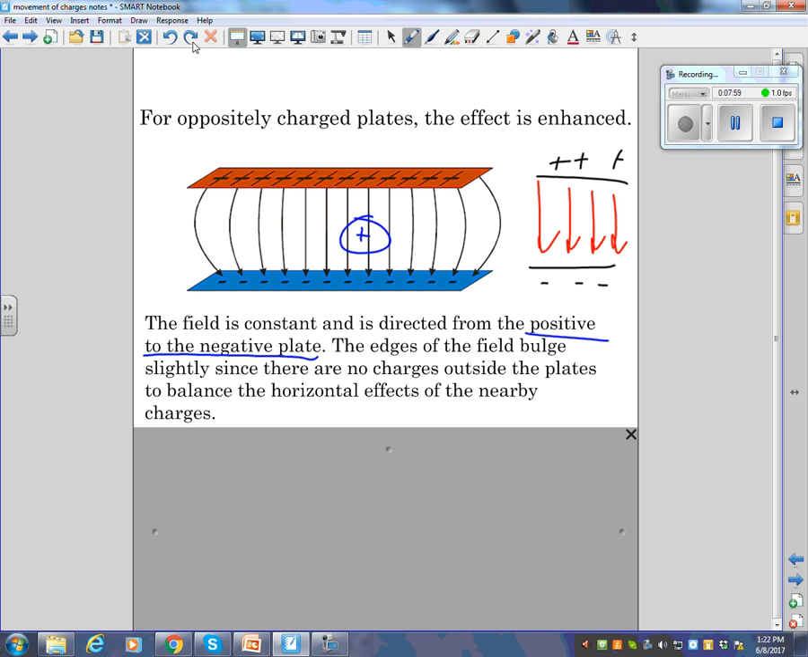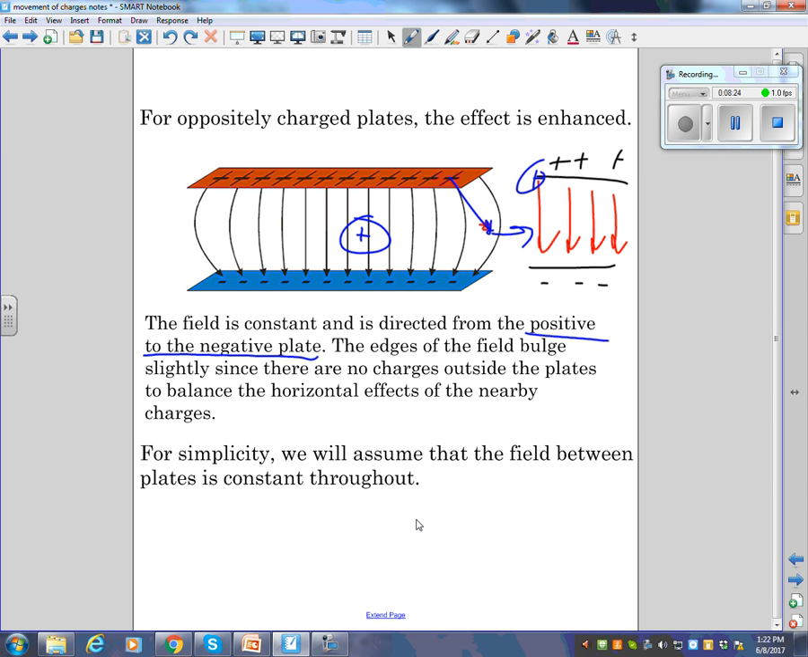Now, there is a bit of a bulging on the sides. The edges of the field bulge slightly since there's no charges outside the plates to balance the horizontal effect. As you get farther over to the edge, if this was positive, this one here is going to push that way, but there's no corresponding one over here to push it back, right? So there's a little bit of a bulge on the side, but basically what I'm saying is don't worry about that. We're going to assume, just for simplicity's sake, that the field between the plates is constant. Technically it's a little bit weaker at the edges, but not going to worry about it. Nor do I expect you to.